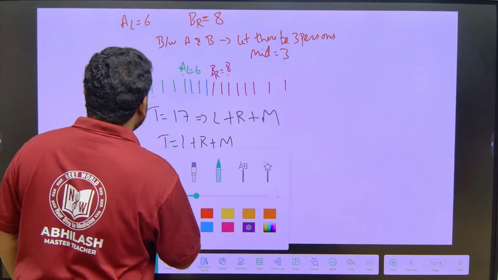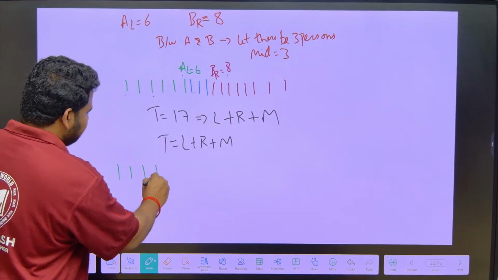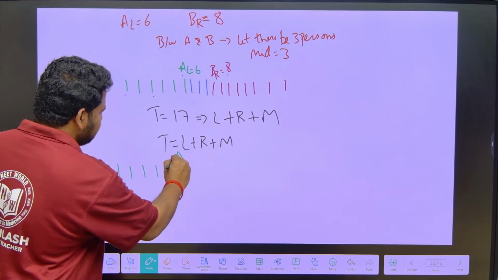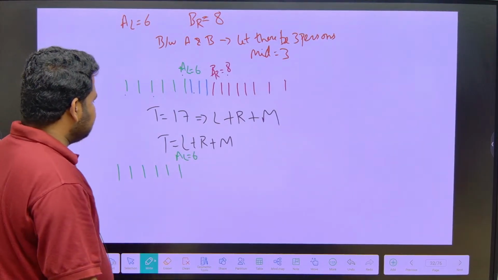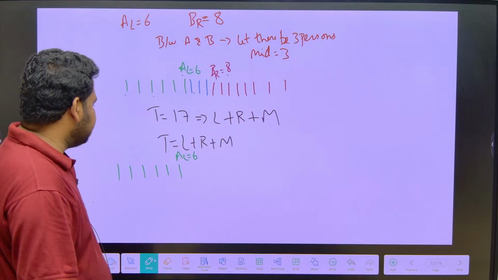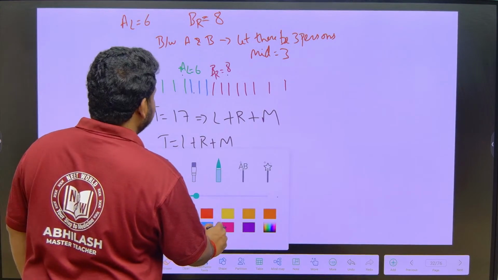So A, the color is green. For the second condition, 1, 2, 3, 4, 5, 6. So A from the left is 6. And B from the right, how much is it? B from the right is 8. Correct? Yes, B from the right is 8.